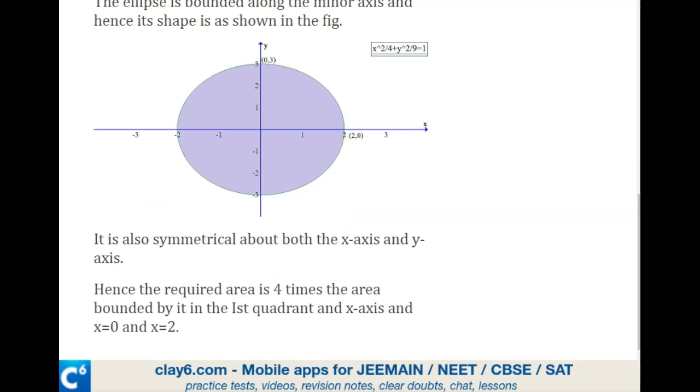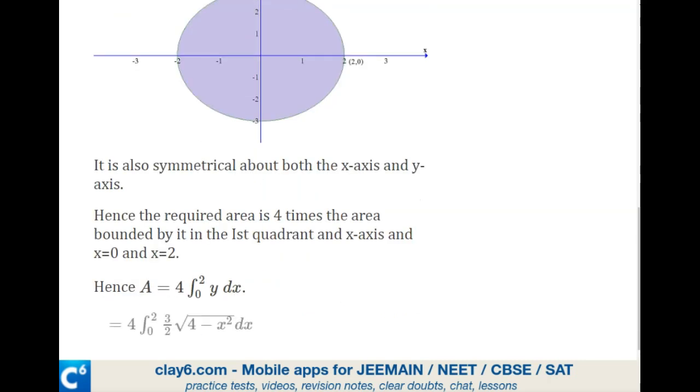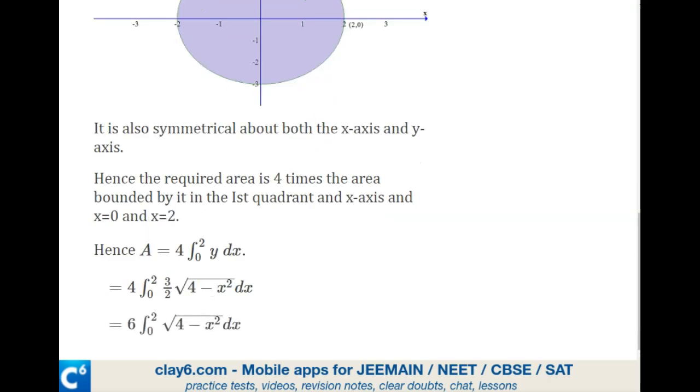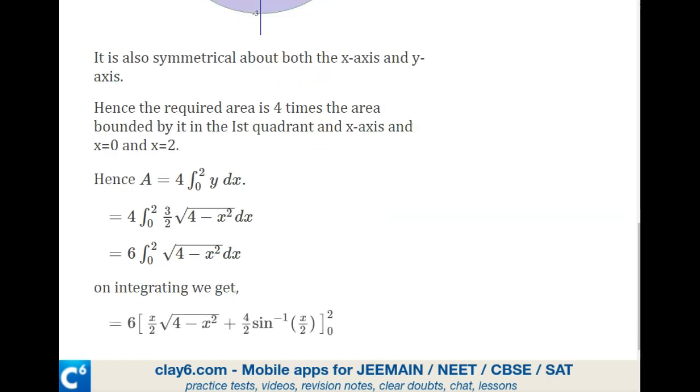So we're going to just take between x equal to 0 and x equal to 2, and find the value. So it's 4 times 3 by 2 times the integral of the square root of 4 minus x squared. The next formula to remember is exactly that, the integral of the square root of a squared minus x squared. You need to know this formula also.